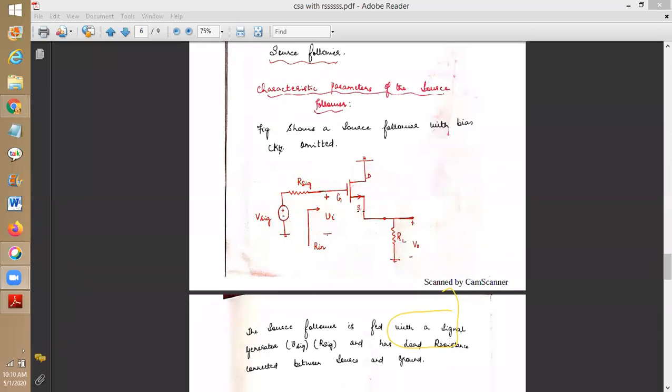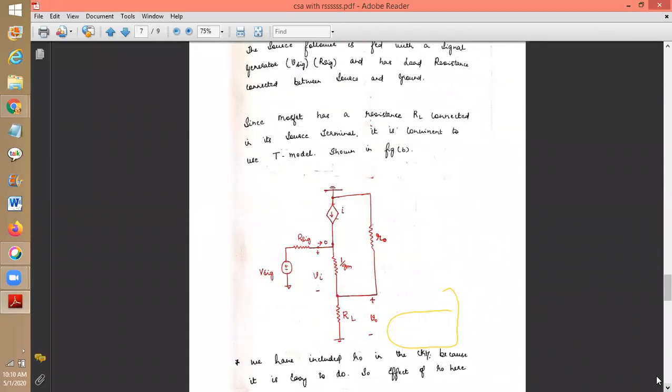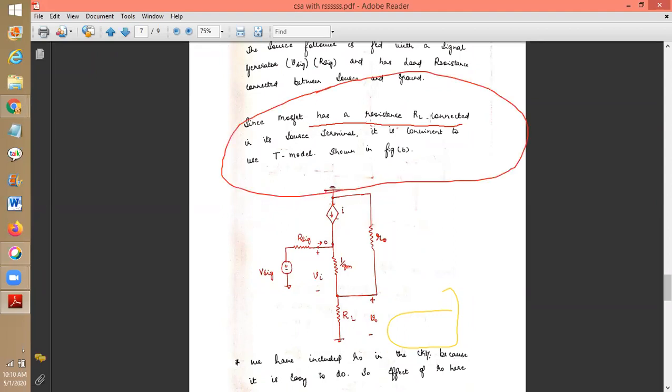So how to draw the T model here? To draw the T model here, it is shown here. Please underline this: resistance RL is connected to its source terminal, so it is convenient to use the T model. Please underline this, mark this. Very, very important. So we have the resistance RL connected to the source terminal, so we go for the T model.